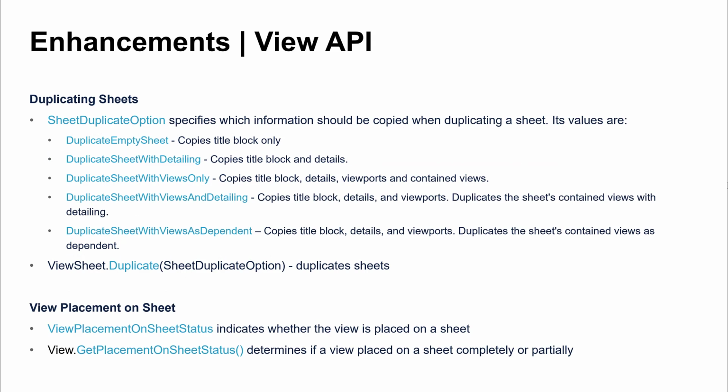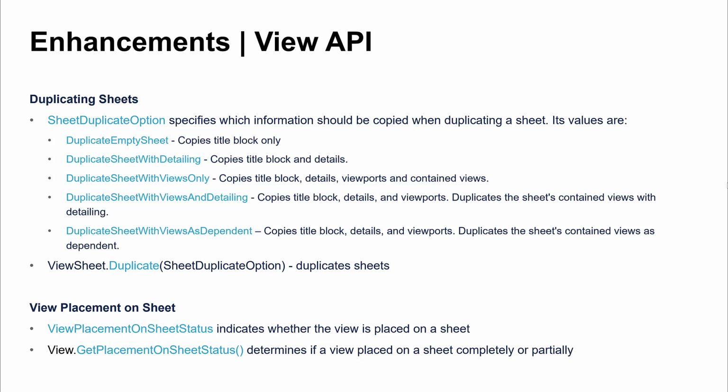We've also got a few pretty cool View API enhancements. In particular, we have the ability to duplicate sheets and the control of what happens when you duplicate a specific sheet. So we have Duplicate Sheet Option as a new class. You can basically just copy just the title block. You can copy the title block and the details. You can copy the title block, the details, the viewports, and the contained views, or you can do those with detailing, or you can do those as dependent views as well.